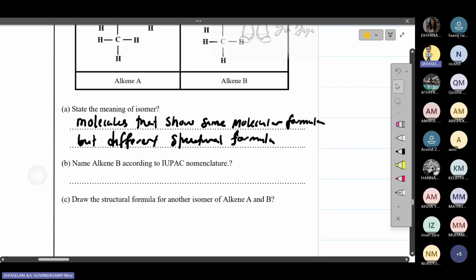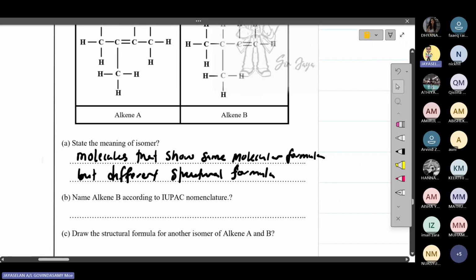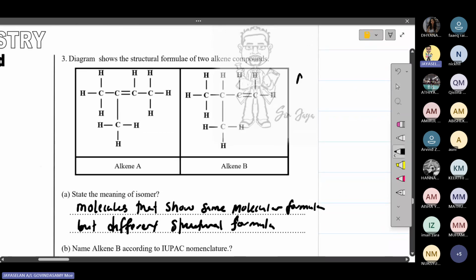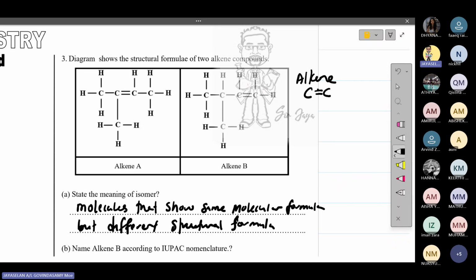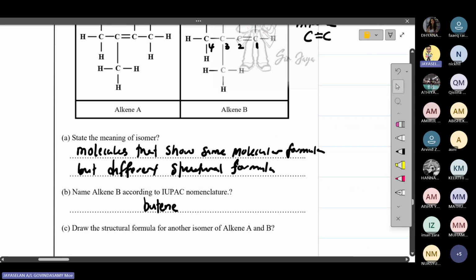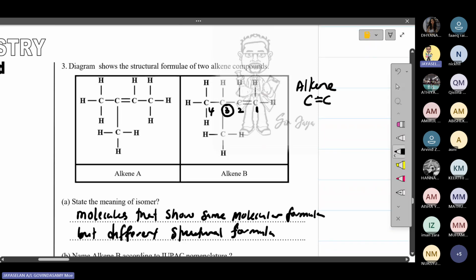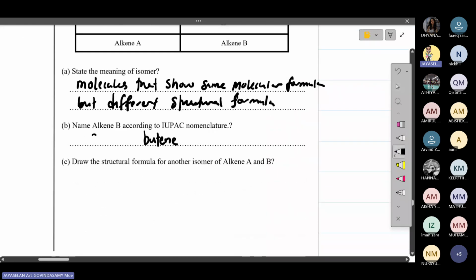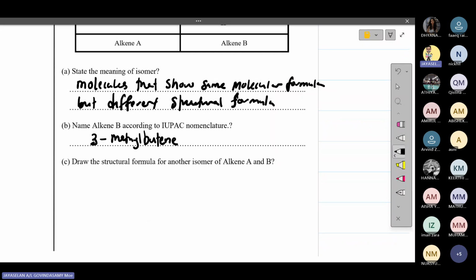Okay, any question? So they ask the IUPAC name of alkene B. So bila you nampak ni alkene, this belongs to C double bond C, right? So you nampak alkene double bond belakang kan? So you start dari sini. 1, 2, 3, 4. So N4 kita panggil apa? We call butene, and we have a branch at carbon number 3. So you put 3 dash. What is the name of the branch? Methyl. 3-methylbutene. You already score 1 mark. Any question? No question, right?